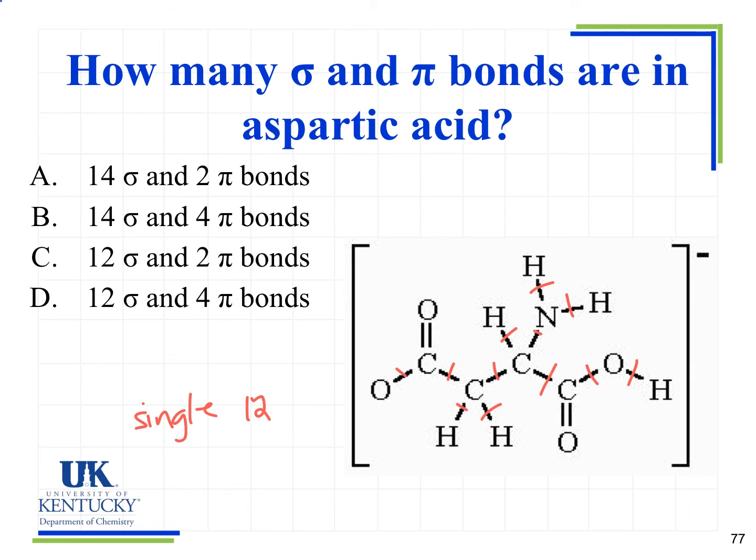Notice that's not necessarily the same as sigma. So we have 12 single bonds. And double bonds, we have 1, 2 double bonds. Remember that each double bond equals 1 sigma plus 1 pi. So in reality, we have 14 sigma bonds and 2 pi bonds. And so A is going to be our correct answer.